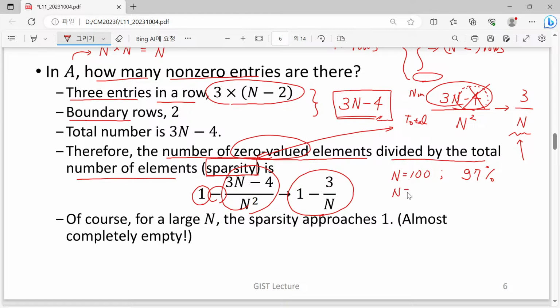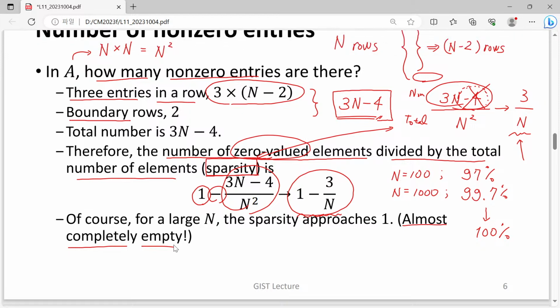And if we have 1000 elements, of course this is an approximate expression, but please, number 4 is not that important in this case still. So in this case we have 99.7%. You can easily understand, if we have a large number, this number really approaches 100%. So almost completely empty matrix.